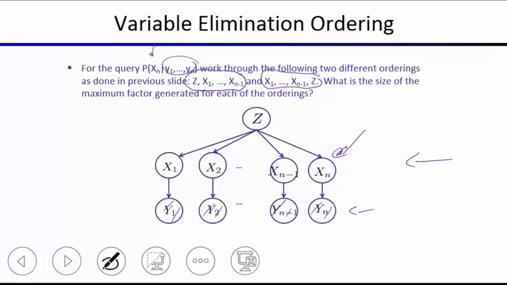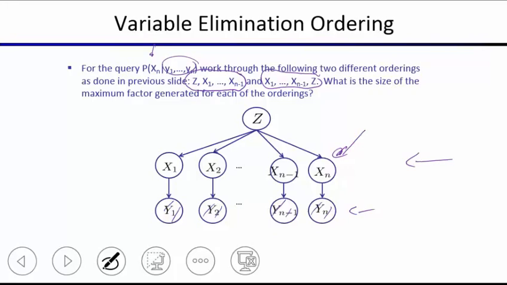All right, any thoughts about the first ordering? How expensive will it be to do that variable elimination? The question is, what's the biggest factor you generate in that variable elimination with that ordering? How many variables does it have? Okay, let's go through the process.